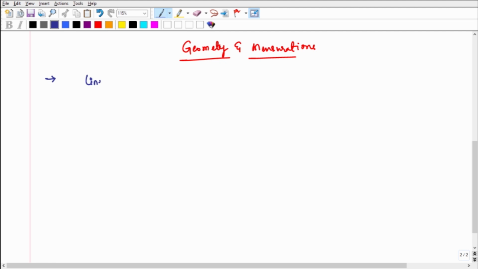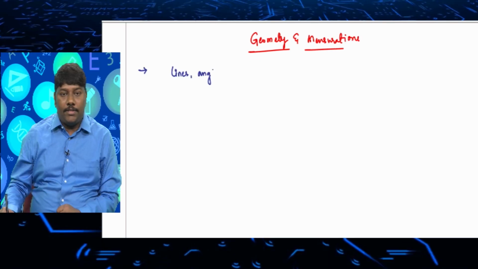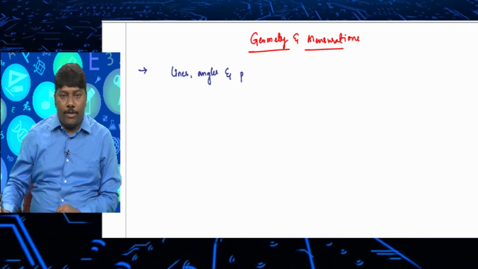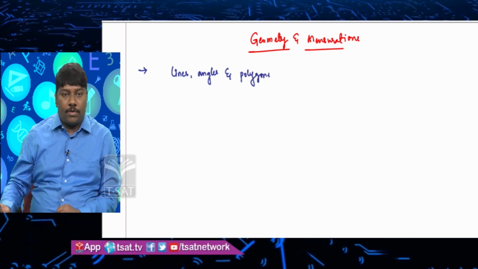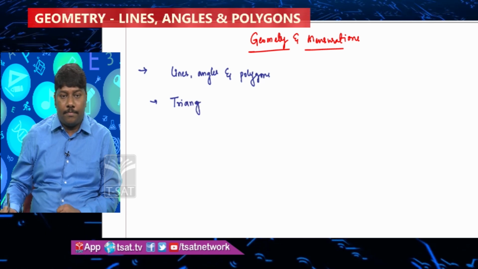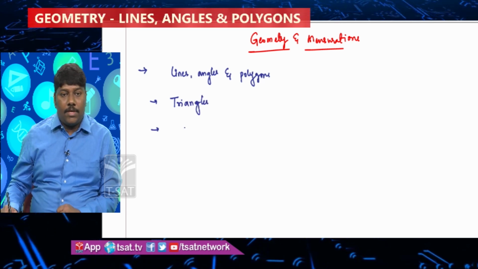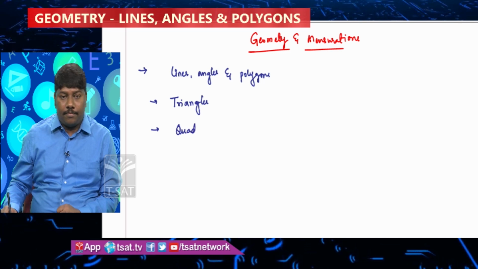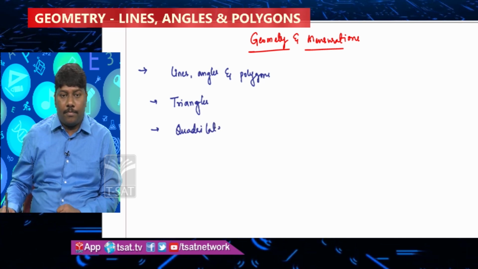We start with lines, angles and polygons. Then after, we'll see triangles, then quadrilaterals, then we'll go for circles, then we'll go for solid geometry. You also call it three-dimensional geometry, then coordinate geometry.